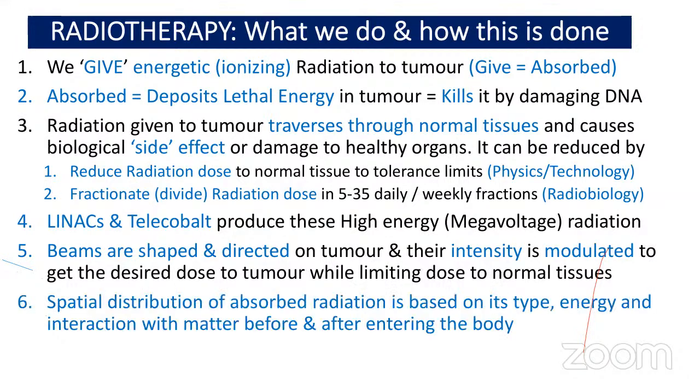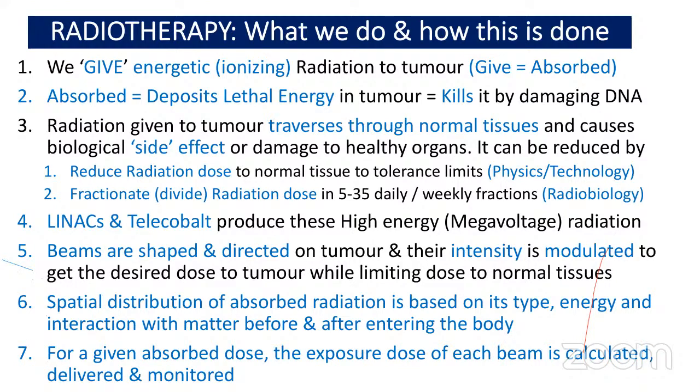And the spatial distribution of the absorbed radiation dose is based on its type, energy, and interaction with matter before it enters the human body, because it comes through the machine. So there are things which come in between the radiation beam and the body, and after it enters the body. And for us to have a given absorbed dose within this region, the exposure dose of each beam is calculated, it is delivered, and it is monitored.